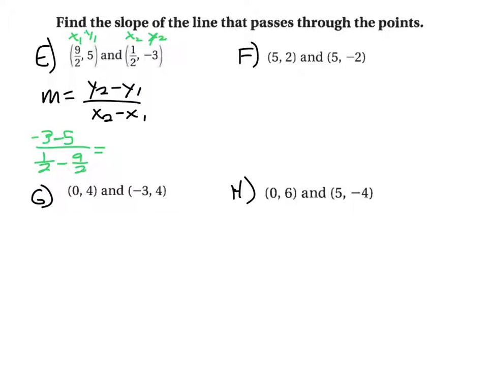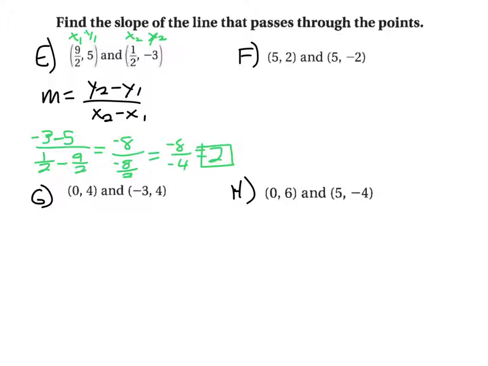Now all we have to do is simplify. -3 minus 5 is -8. 1/2 minus 9/2, that's -8/2. So we're going to want to simplify that. That's -8 over -4, and -8 divided by -4 gives us 2. So our answer, our slope, for example E, is 2 between those 2 points.